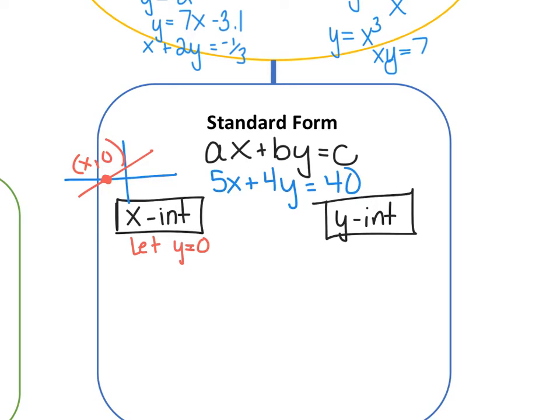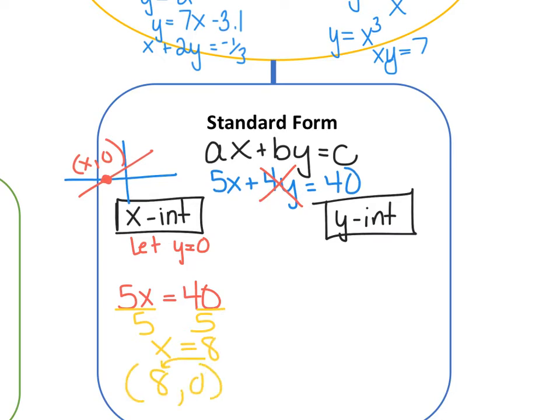When I do that, the nice thing is, if y is 0, this just disappears. So it's like cover up the y, and I get 5x equals 40, and that's super easy to solve. I would just divide both sides by 5, and I get x equals 8. So my x-intercept would be an ordered pair. X is 8, and we said we let y be 0.